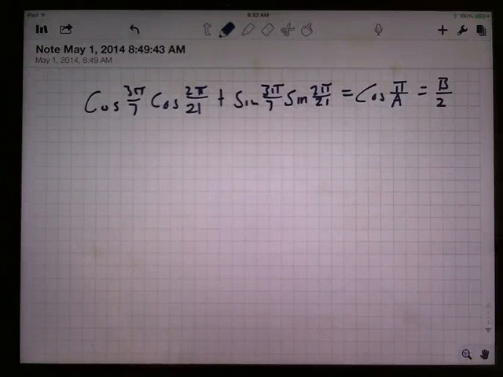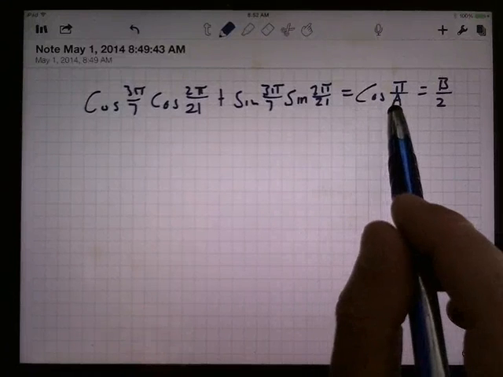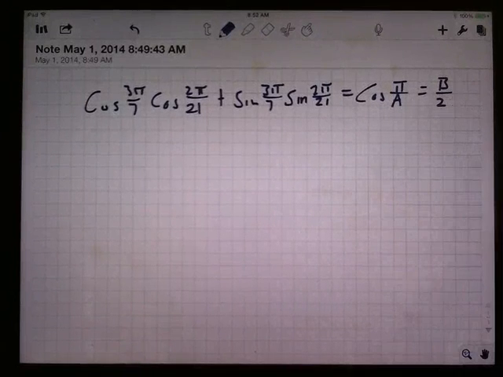All right, this problem, you've got this expression, you're trying to rewrite it as the cosine of pi over something and then figure out what that's equal to.